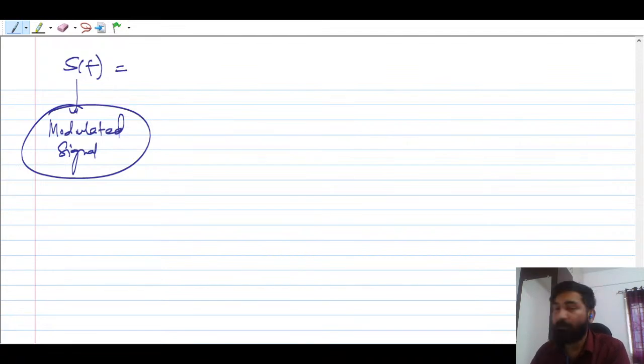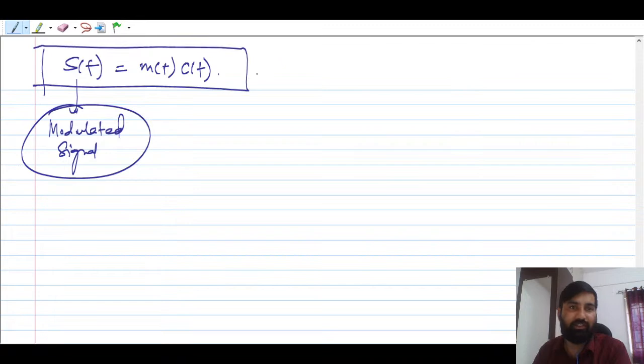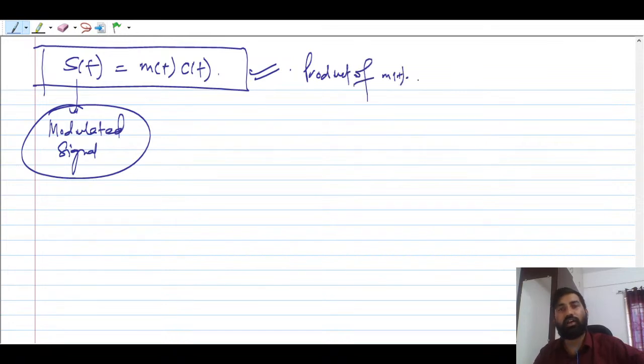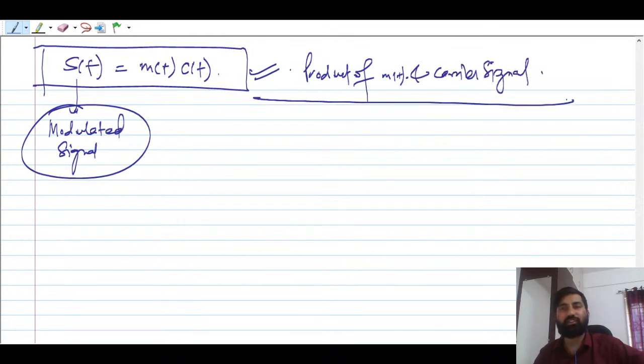Fine. So this is ST. ST is nothing but modulated signal. So if you take massive signal MT and simply multiply with the CT, this is nothing but a modulated signal. Multiplication by massive signal, or you can say product of massive signal and carrier signal is called modulation, right? Understood. Please remember these points.